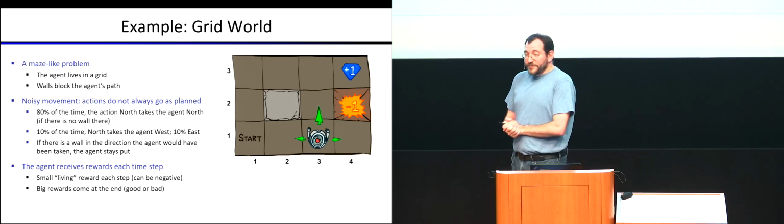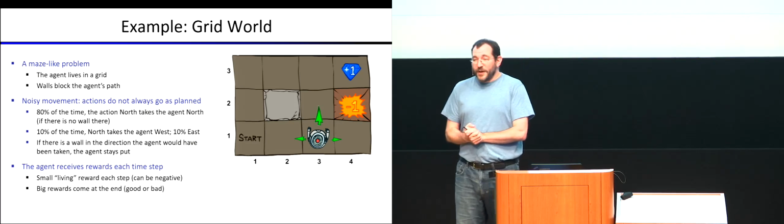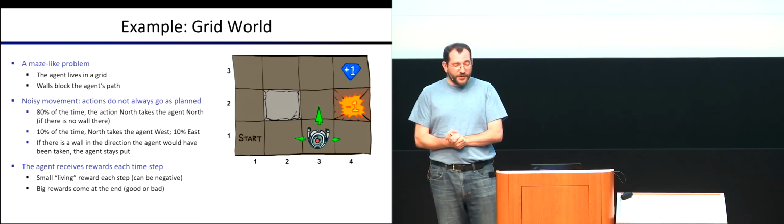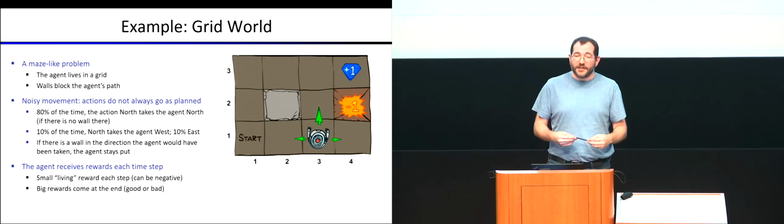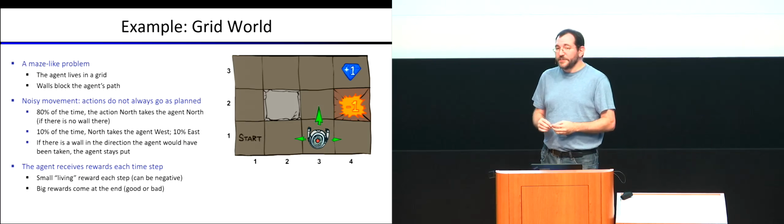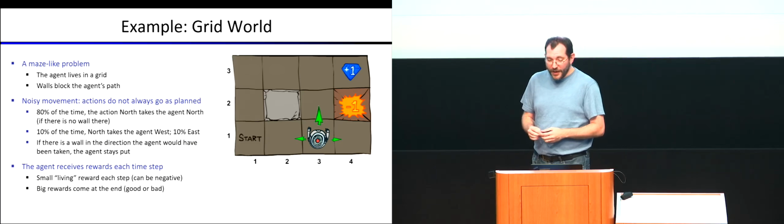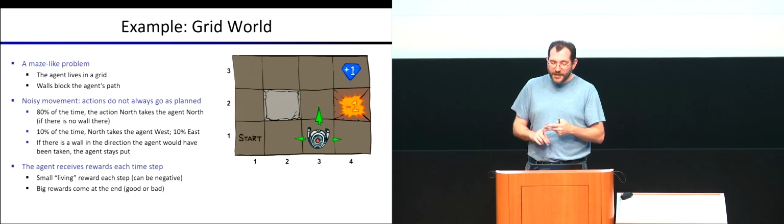That's sort of the rules about where you can move. You can move north, south, east, west, but it might fail, sending you in an unexpected direction. Now let's talk about the equivalent of costs from search. In MDPs, the costs are called rewards, and here we receive two kinds of rewards.